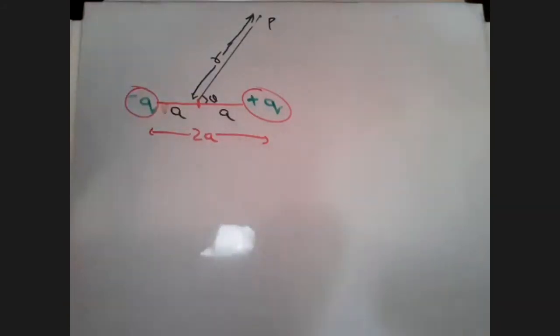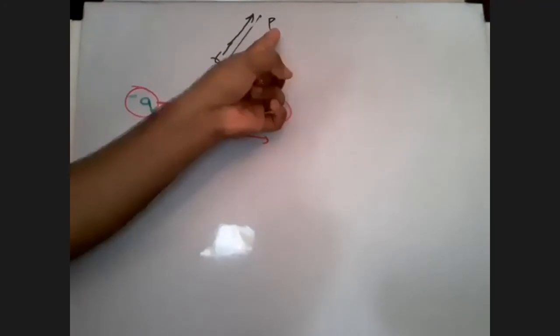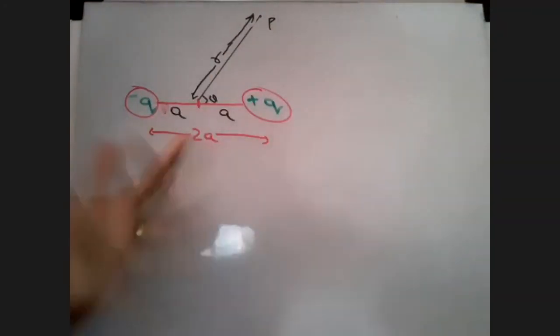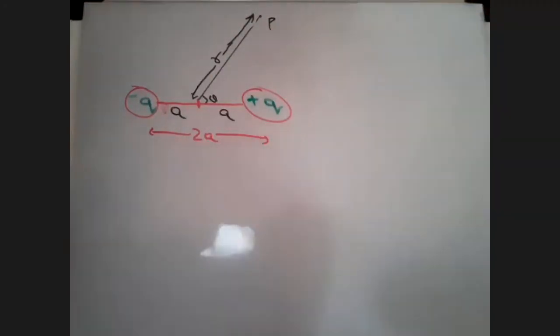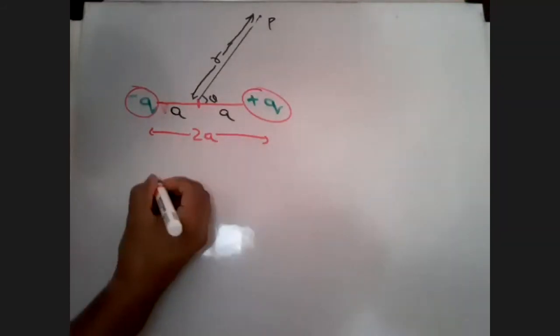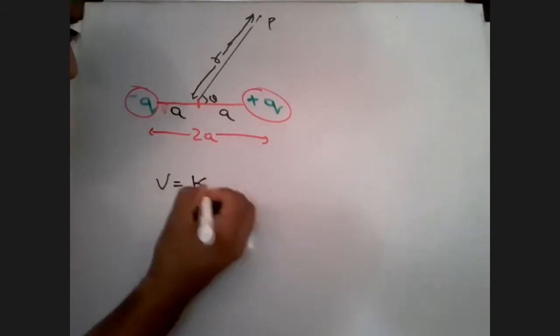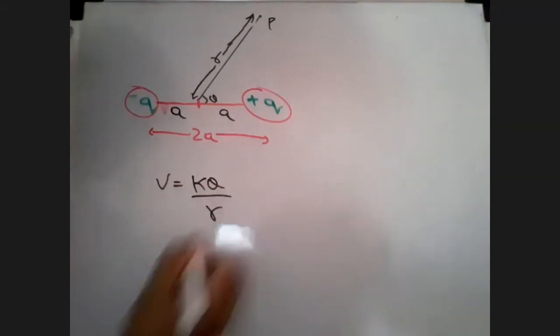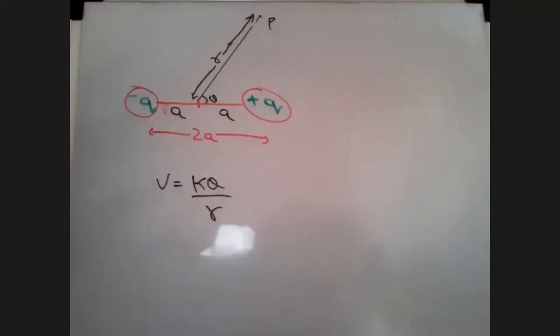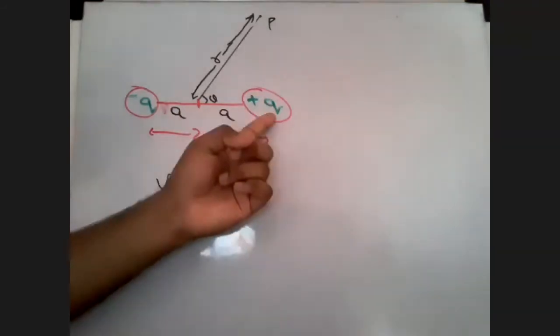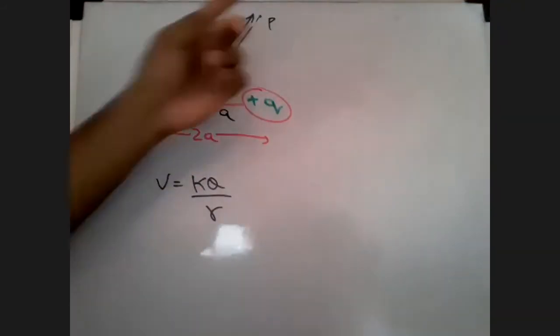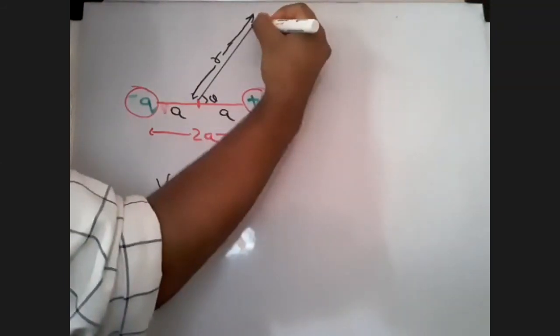Now, if I have to find out the potential at this point due to a dipole, all I first need to know is the formula for potential. A general formula: V is equal to KQ upon what? R. Yes, KQ upon R. If I have to find out the potential between a plus charge and this point, let's consider that it has a test charge.